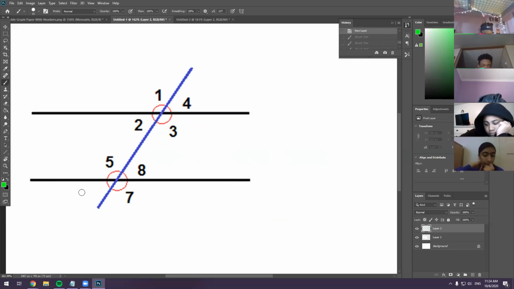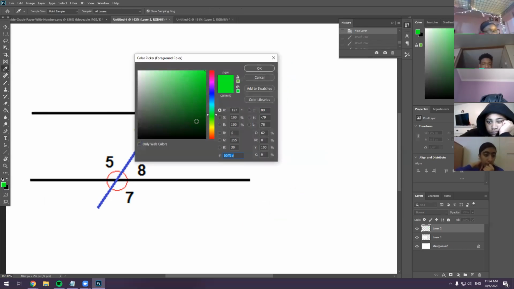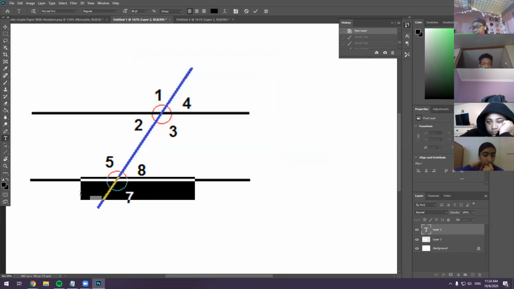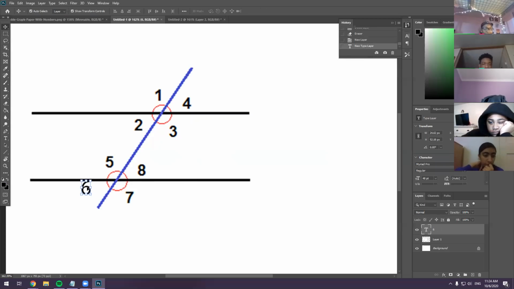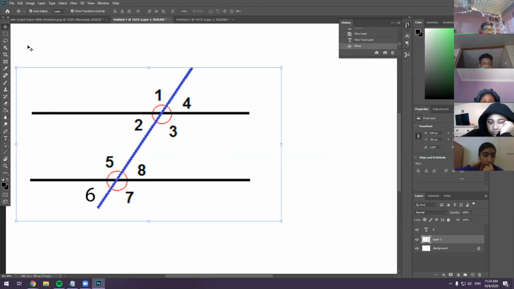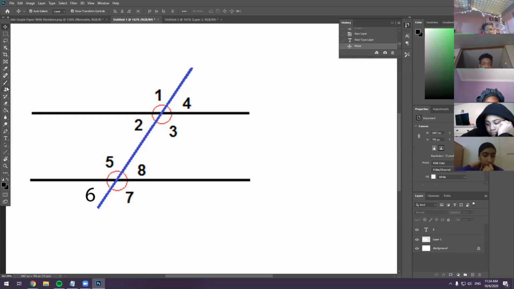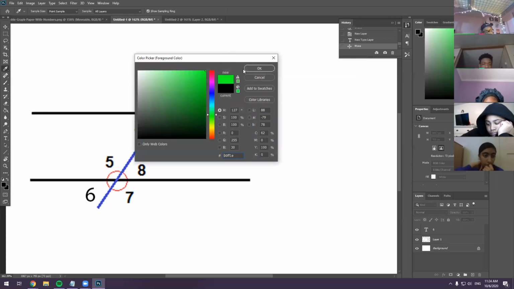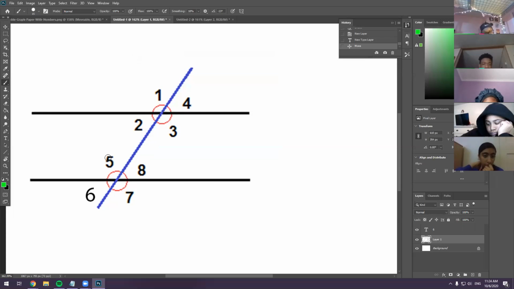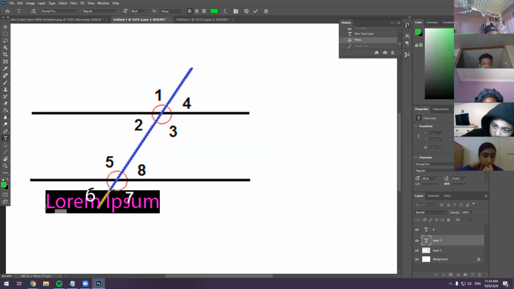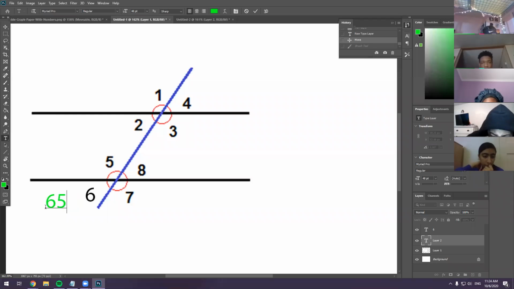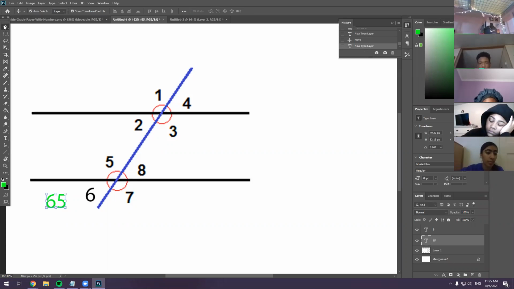All right, so let's focus on this for a sec. Let me add this part here. Okay. So let's focus on just this part for a sec. We're gonna ignore the top. So let's say angle 6 is 65 degrees. I'll just write 65. So angle 6 is 65 degrees.